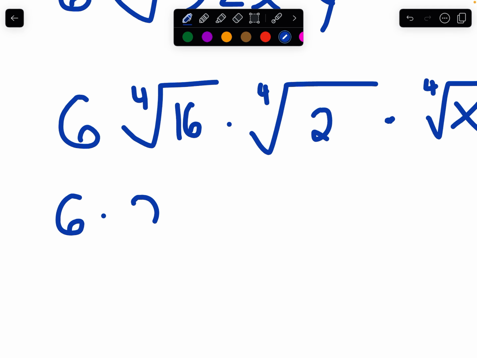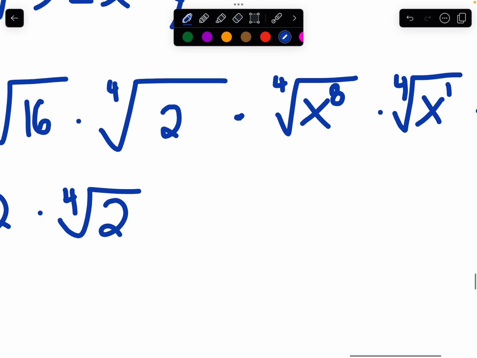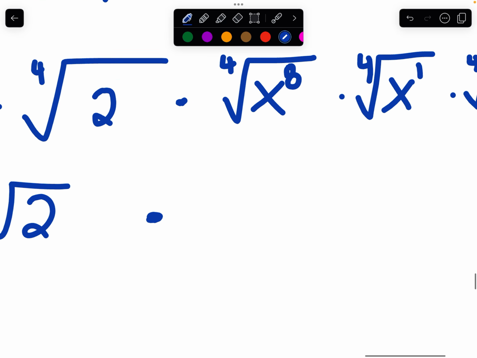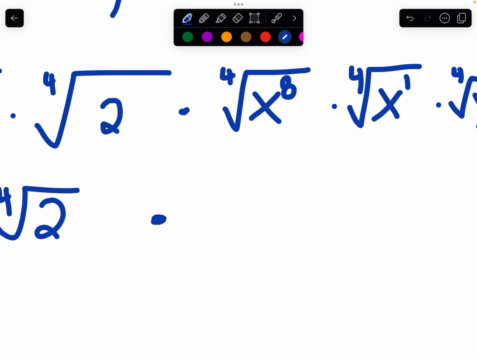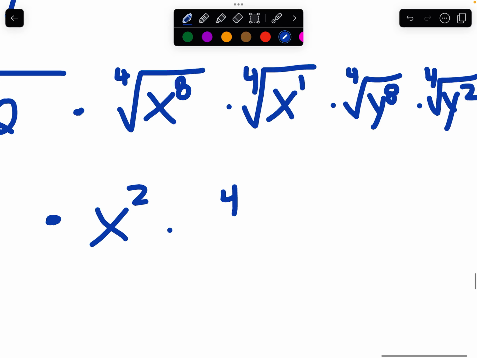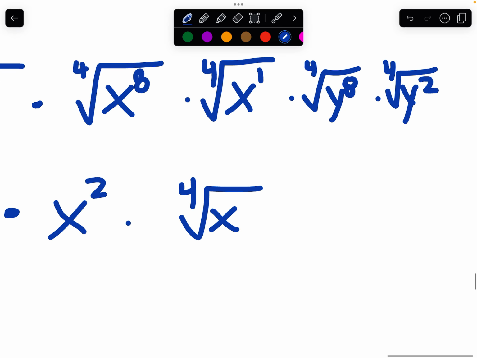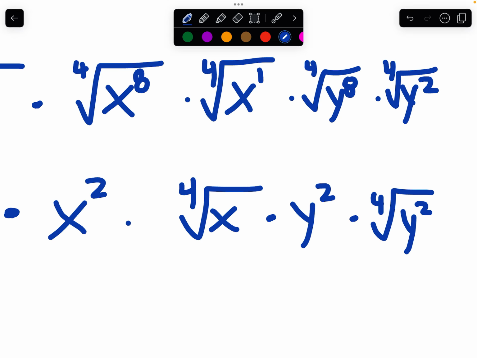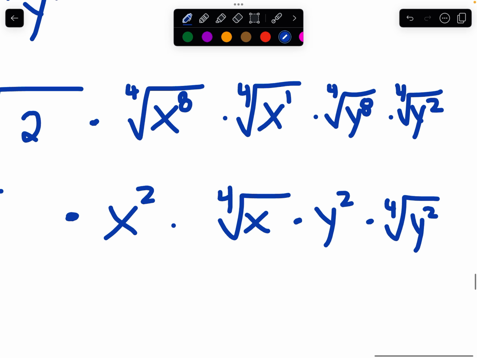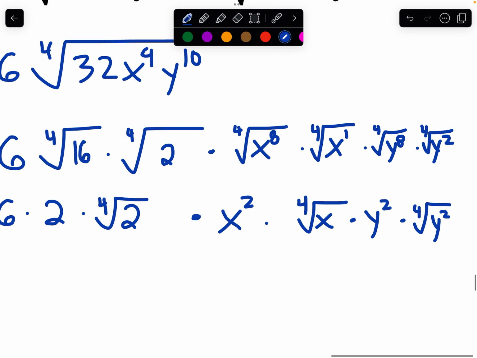The fourth root of 16 is exactly 2. The fourth root of 2 is stuck. Let's see if I can keep this vertically aligned a little bit better. My shortcut here, x to the 8th, the fourth root of that. 8 divided by 4 is 2. The fourth root of x to the first is what it is. Here again, the fourth root of y to the 8th would be y to the power of 2, using my shortcut. And the fourth root of y squared is what it is. That index is smaller. The index is bigger than the exponent.